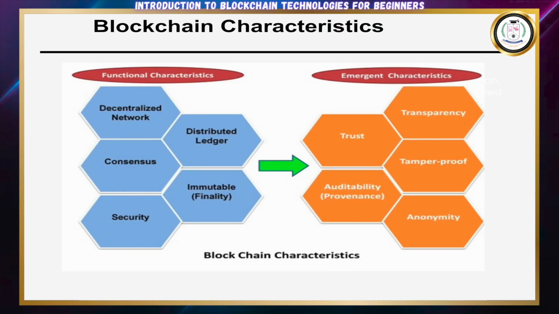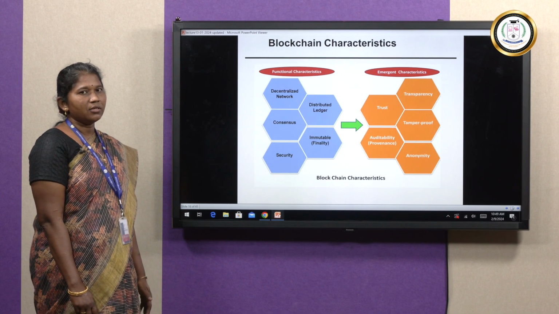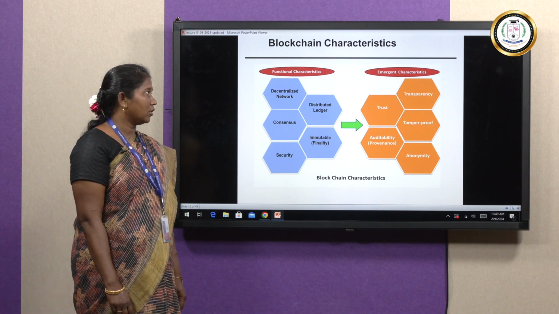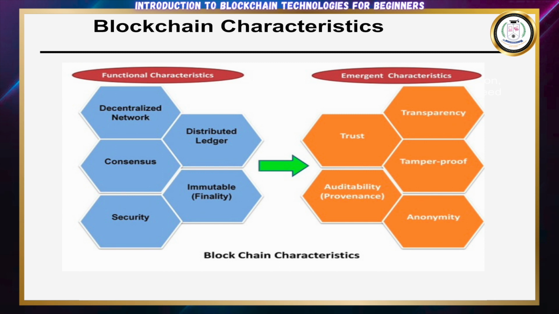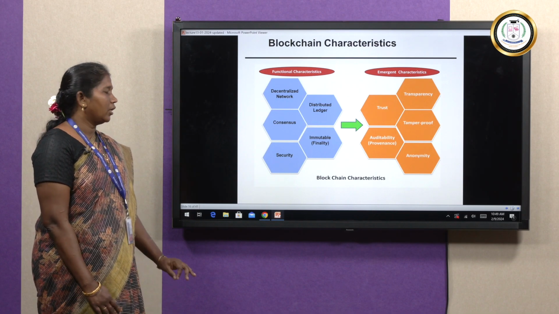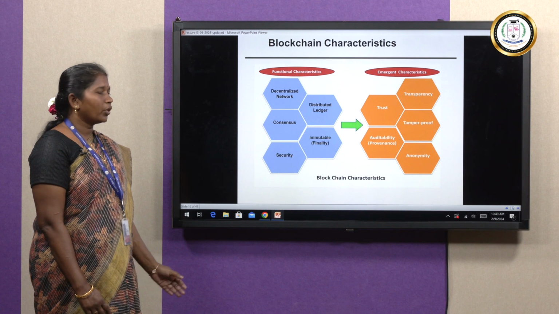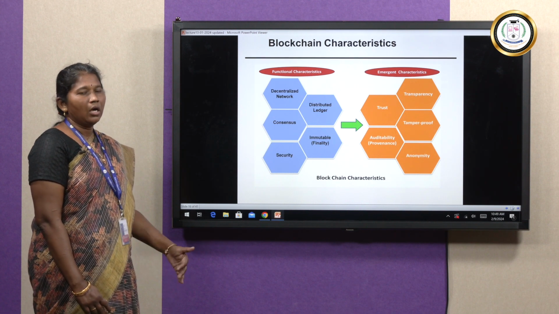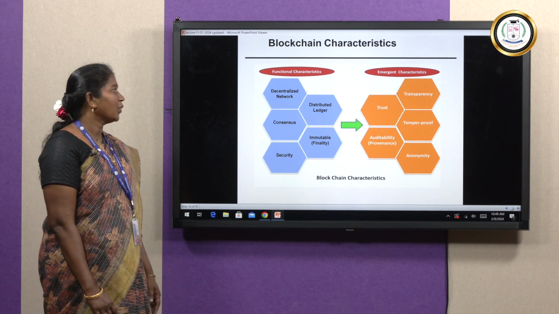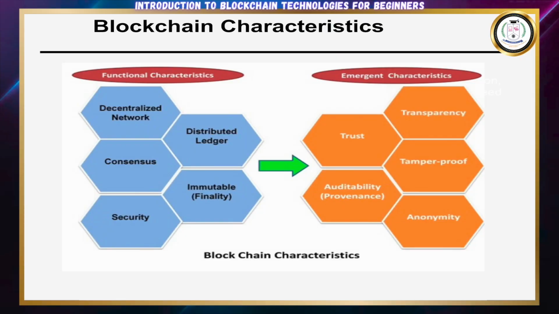And security, so here each and every person, the decentralized system will make it a secured one in the blockchain network. And emergent characteristics: transparency. Transparency means everyone, so those are all available on the registered network, so everyone can view all the transaction process. And trust, so it is a trusted one because the malpractices will be very less when compared to other networks. And tamper proof. So here the immutable character should avoid tamper processing.